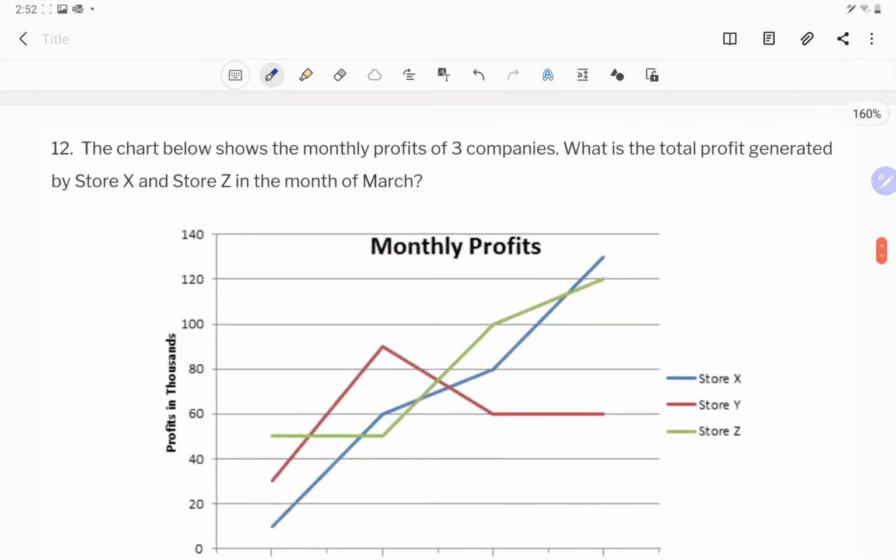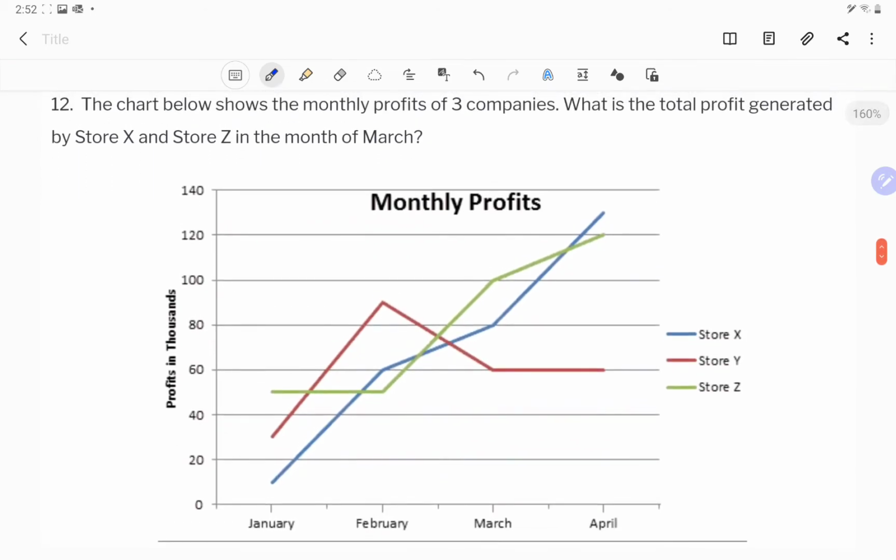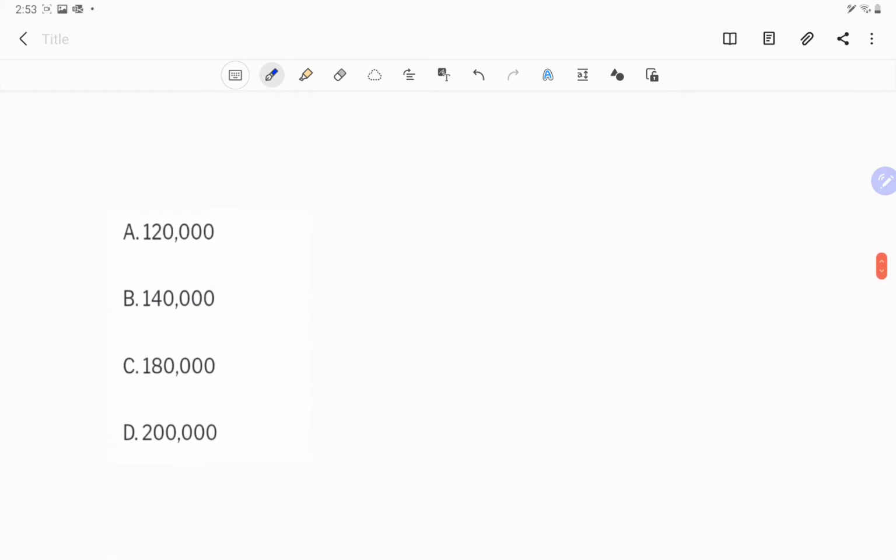Okay, take time to study the chart for now. Pause the video, and then we are going to discuss this afterwards. Okay, now from the chart, we can see that store X had 80,000 in profits and store Z had 100,000 in profits. Combining these two, we arrive at 180,000 in profits. So that is letter C.